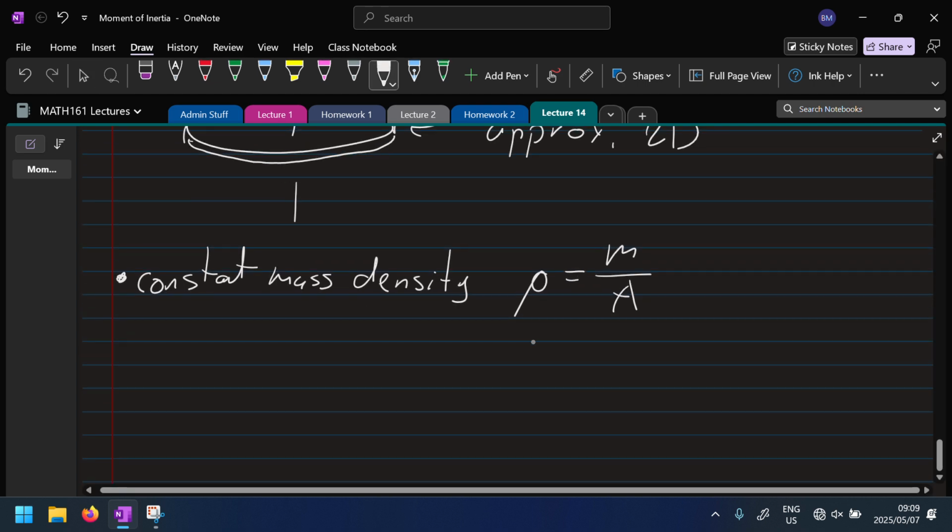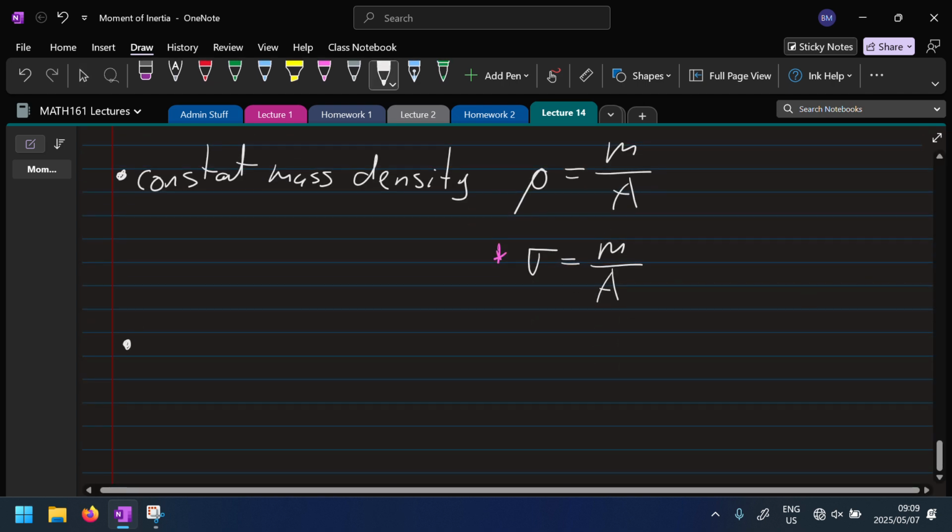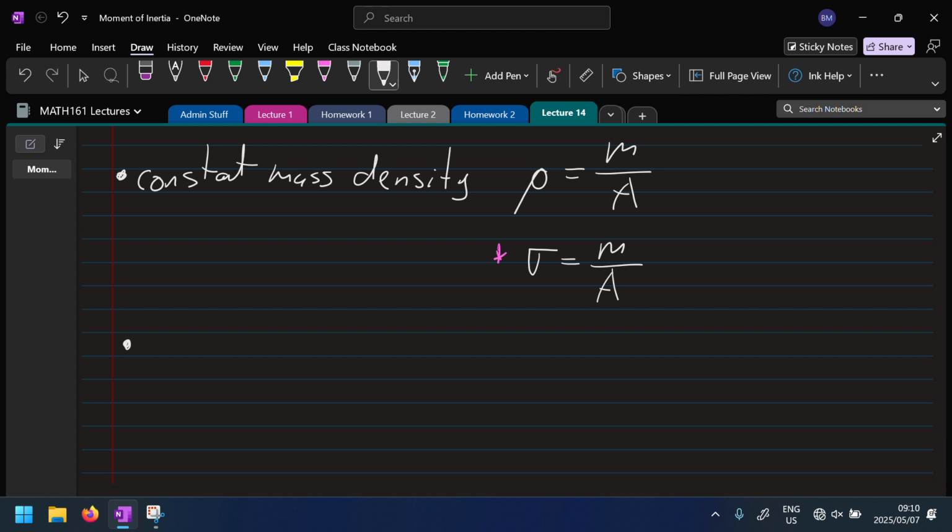The other notation that you might see is that this could be written as sigma. Again, just notation. It's nothing different from the previous equation. But that's very easy to deal with. The one that's a bit more difficult is when it's non-constant or non-uniform.